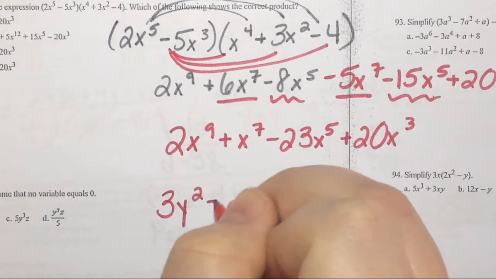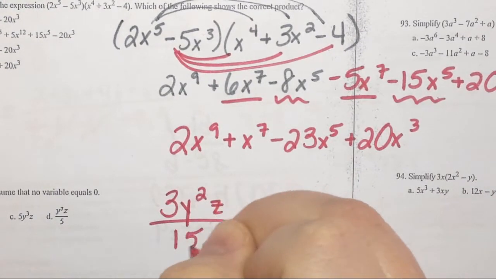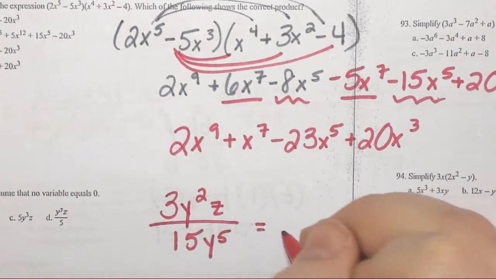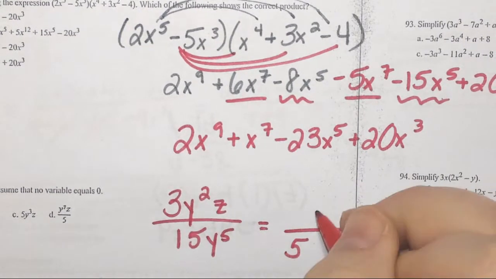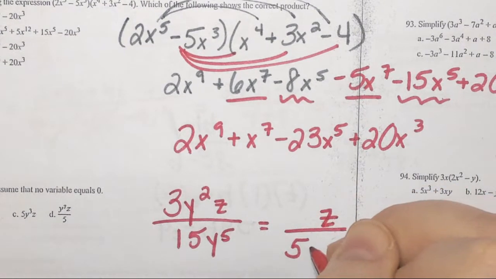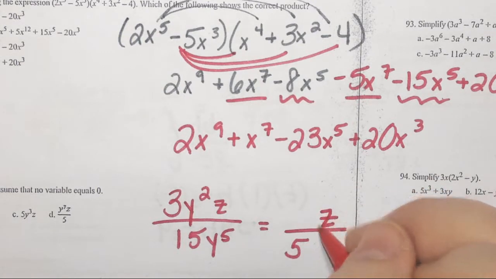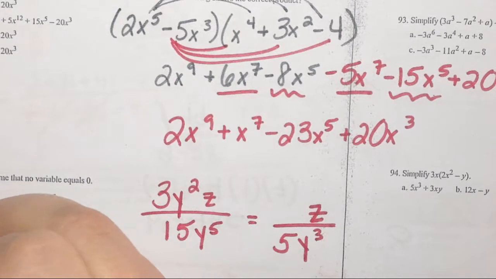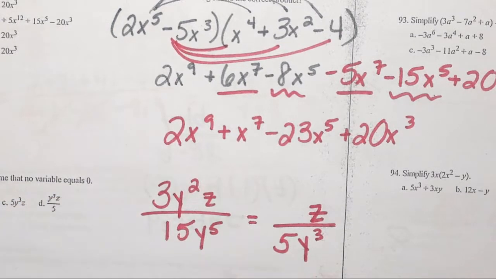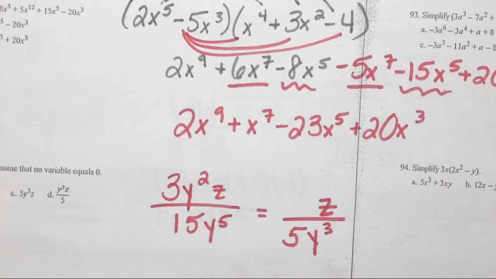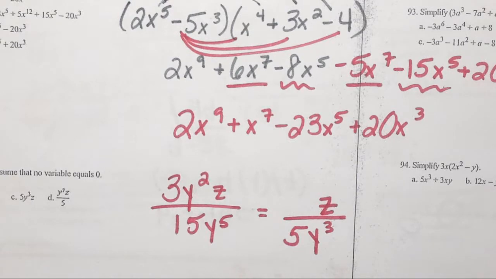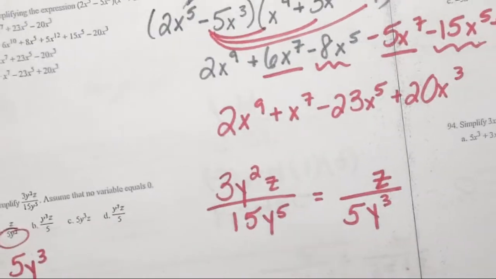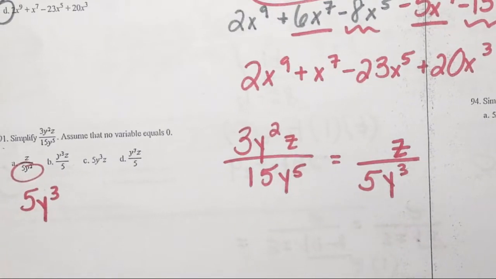I think it's 3y squared z over 15y to the 5th. So it's supposed to be reduced to 1/5. The z stays the same. I end up getting y to the negative third, so I put it in the bottom. But I think A actually looks like 5y squared, and it needs to be 5y to the third. So it is supposed to be A. I don't know how you knew that, you geniuses. You would have thought you needed my correction first. I digress.